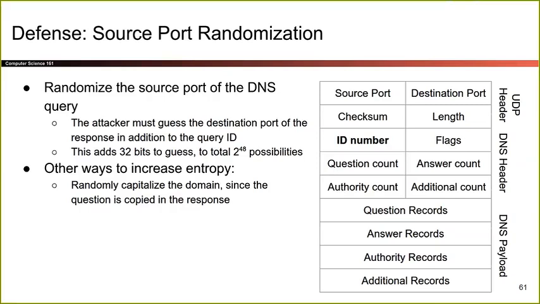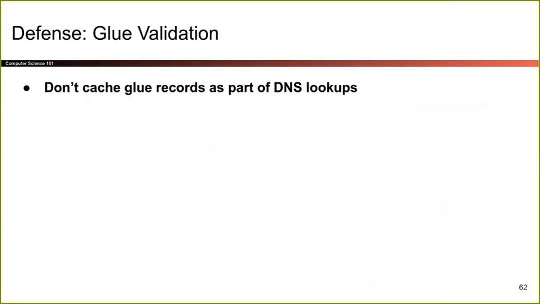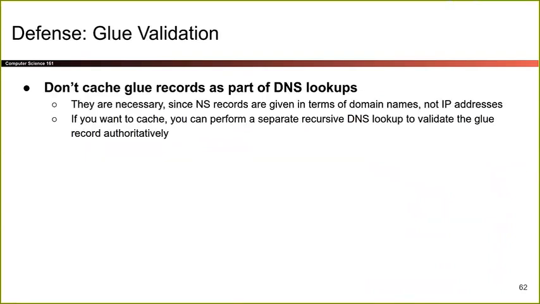Okay, so that's the defense. It's just to add more randomization. Another defense is just don't cache glue records. So if something shows up in the authority section, instead of just automatically caching it, you should make a separate request and double check that it's the correct record before you cache it, or just don't cache it at all. So you do need to use the glue records, but just don't cache them. And that can also solve Kaminsky, because Kaminsky is always poisoning in the additional section. So if you never cache additional section records, or if you always double check them, then you're a lot safer against Kaminsky. So that's another defense.